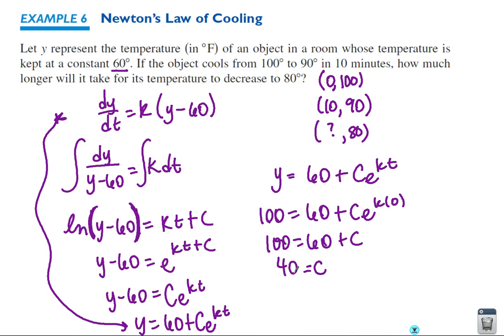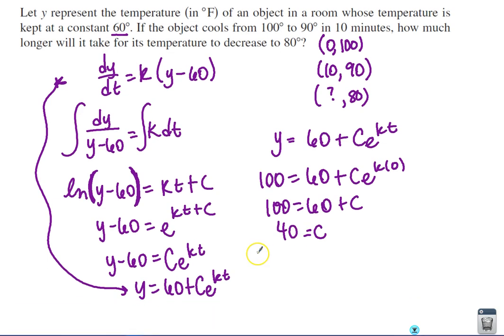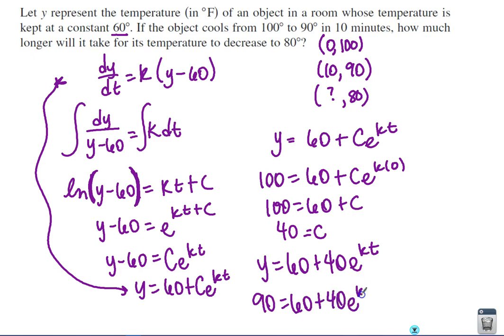Okay, good. So now I've got y equals 60 plus 40 e to the kt, because I just went ahead and plugged in the 40 for c. And so now I just need to solve for k. To do that, I need to plug in the other data point, because if I plug in the same one I already had, that's silly. So 90 equals 60 plus 40 e to the k times 10.